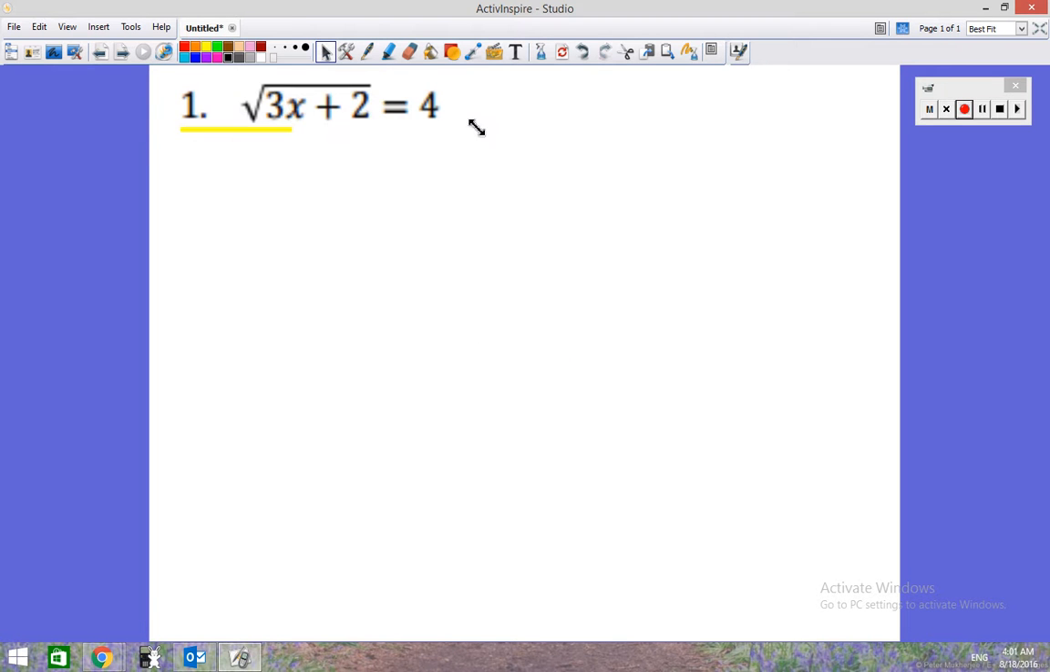Alright, so we have a radical equation, and when you have a radical equation, you first want to isolate the radical by itself, or at least isolate the term that contains the radical. In this case, the radical is already by itself. It equals 4. We need to get rid of this radical, so we square each side.